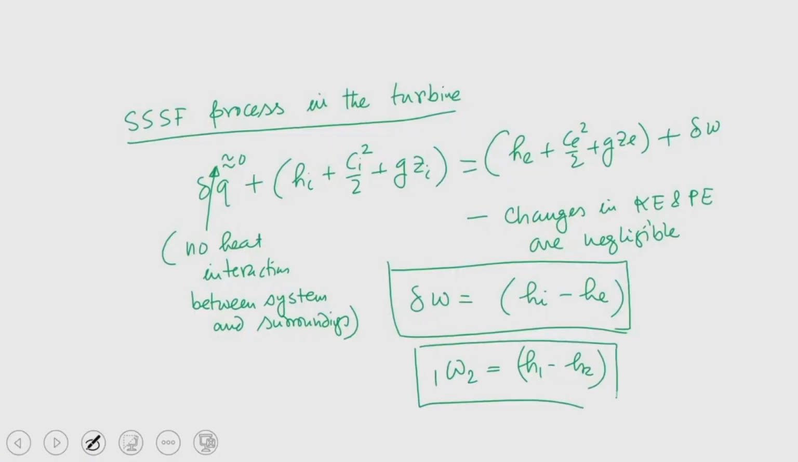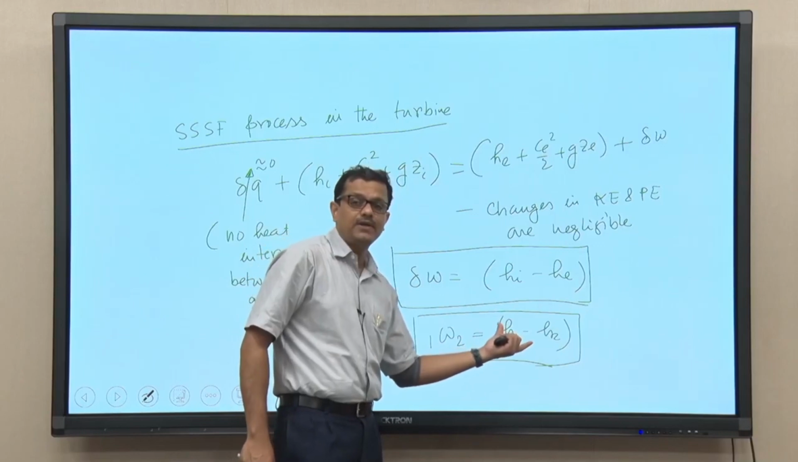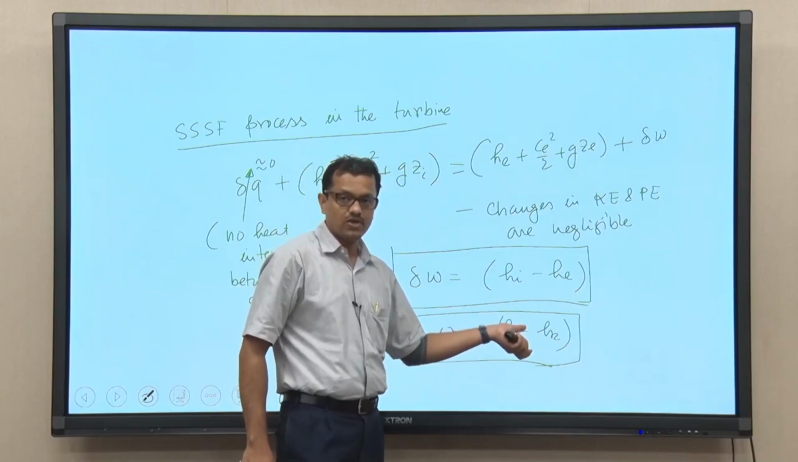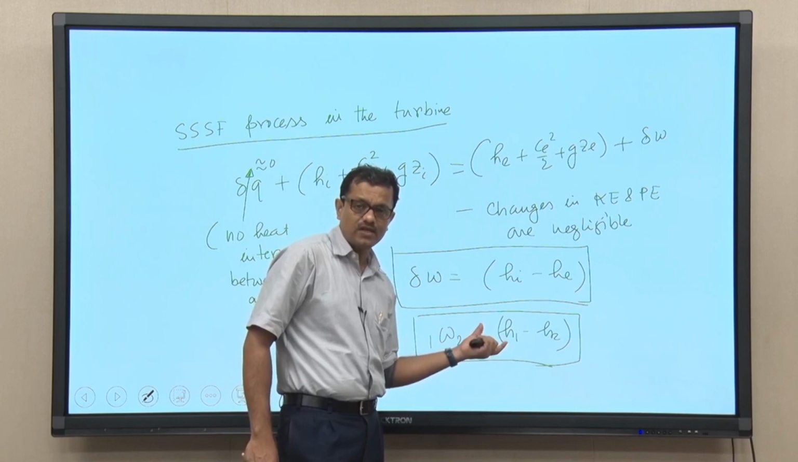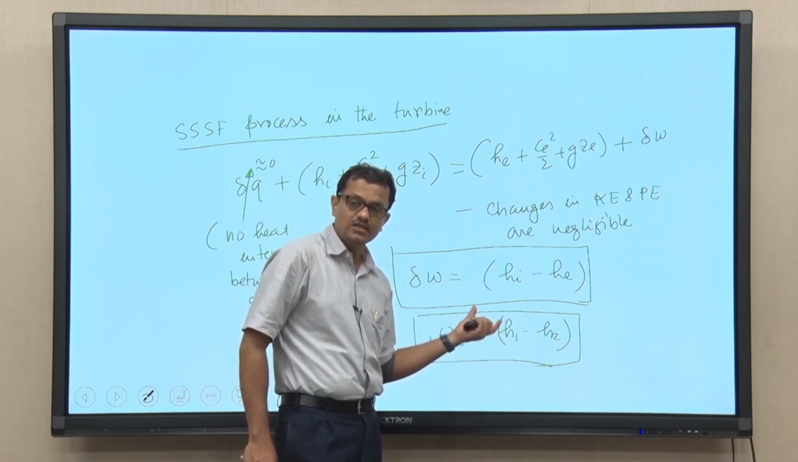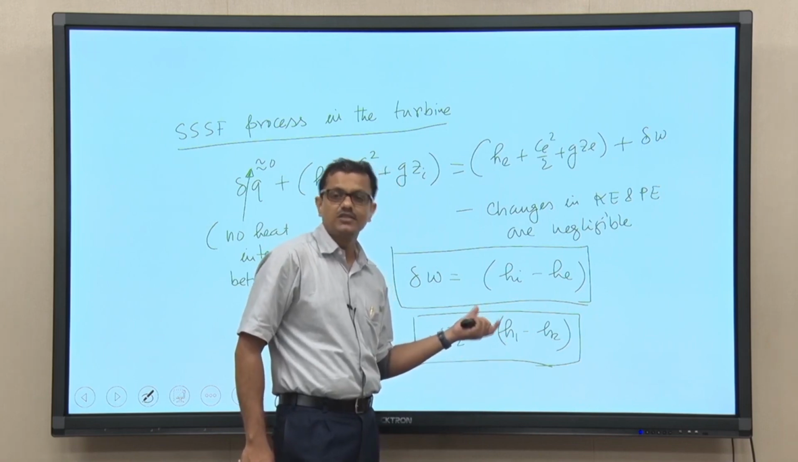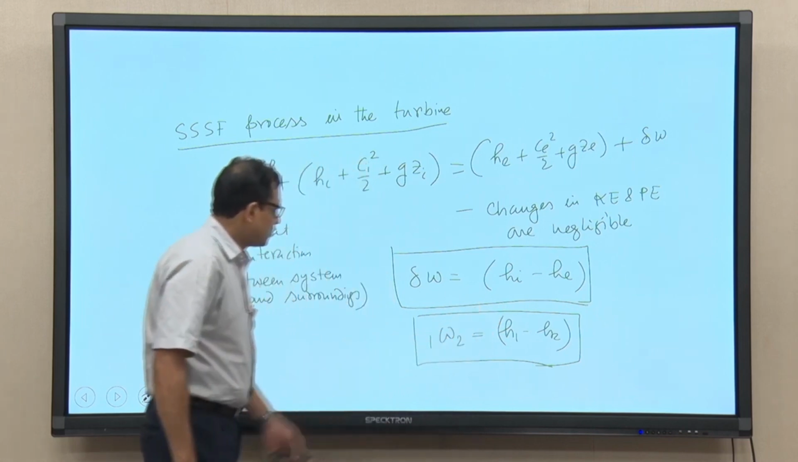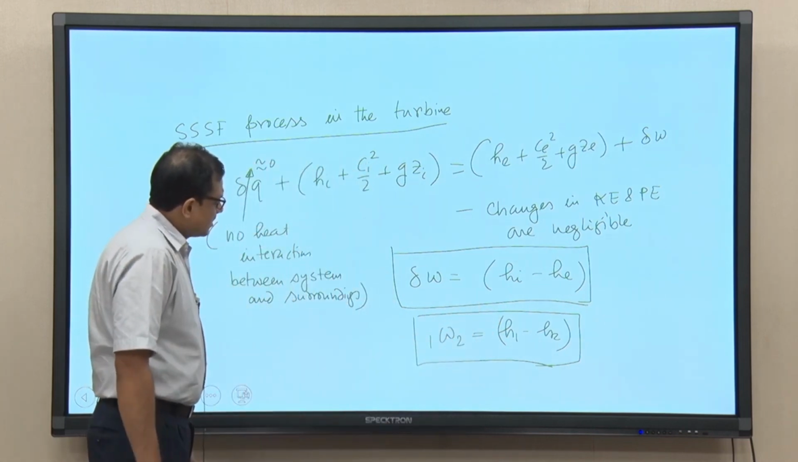So, H1 is the enthalpy of steam entering the turbine, H2 or HE, these two quantities indicate the enthalpy of steam leaving the turbine. So, the work done by the turbine will depend on the enthalpy drop inside the turbine, H1 minus H2. That equation we are getting from the first law of thermodynamics applied to steady state steady flow processes across the control volume.